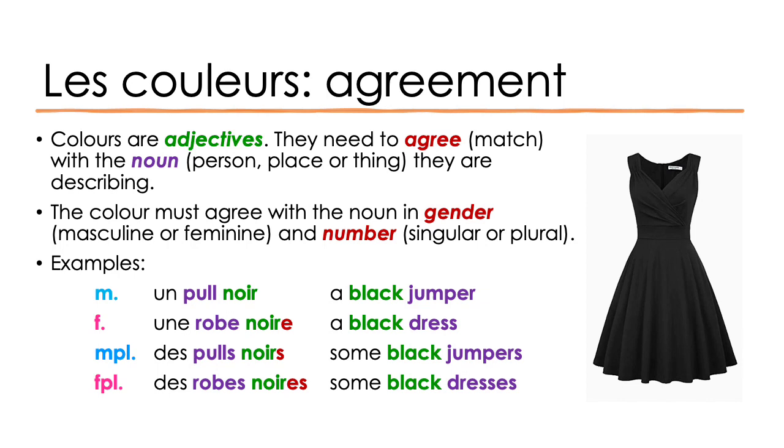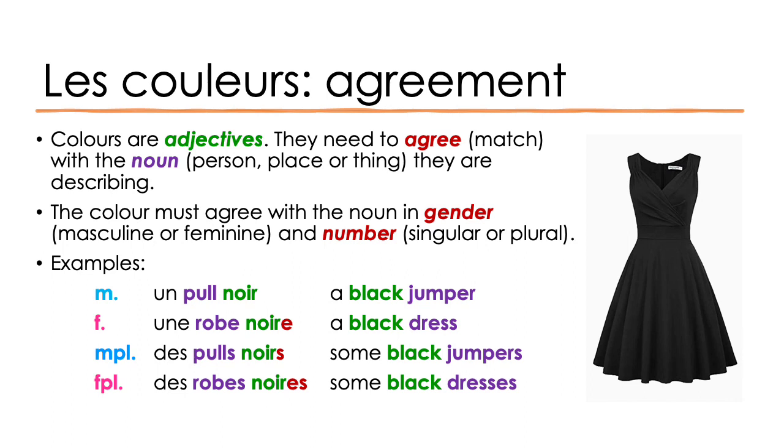So when we say that the colour needs to agree with the noun, what we're saying is that we need to know whether our item of clothing is classified grammatically as masculine or feminine, and whether it's singular or plural. And we know that a noun in French which is plural usually ends in an S, occasionally with an X. So let's look at some examples to get the pattern.